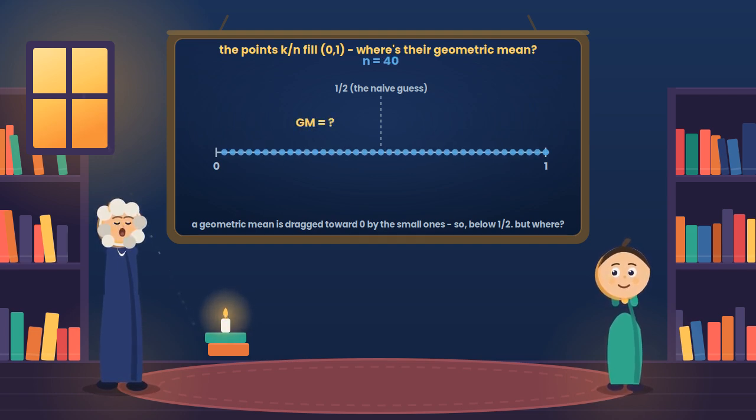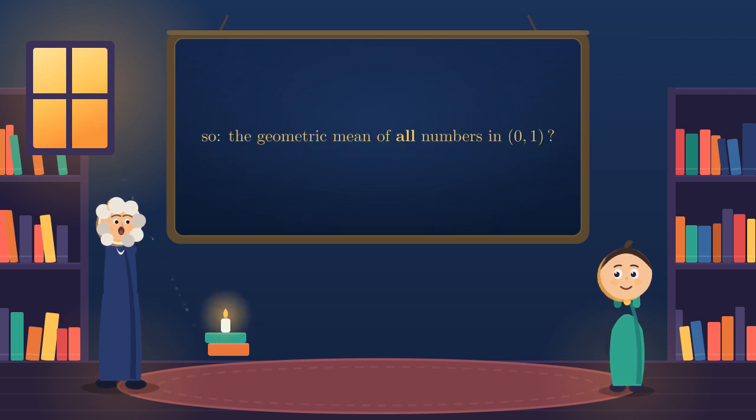The nth root of a product of n things is their geometric mean. So all we are really asking is this. Take the points 1 over n, 2 over n, up to 1, n little points marching evenly across the interval from 0 to 1. What is their geometric mean? As n grows, they fill the whole interval. So the whole monster collapses to one clean question. What is the geometric mean of all the numbers between 0 and 1?